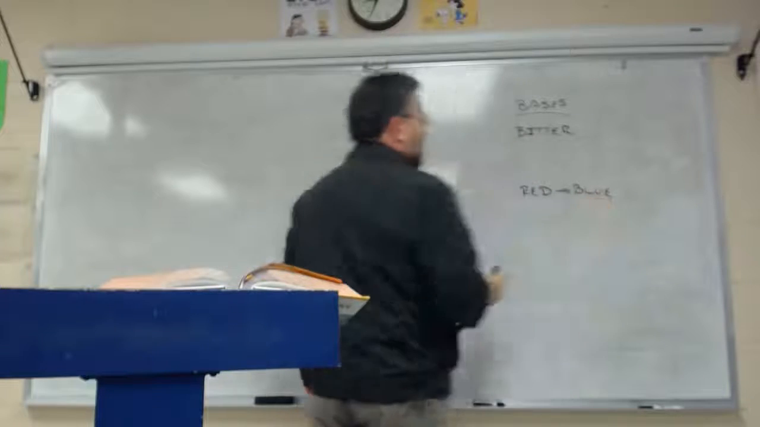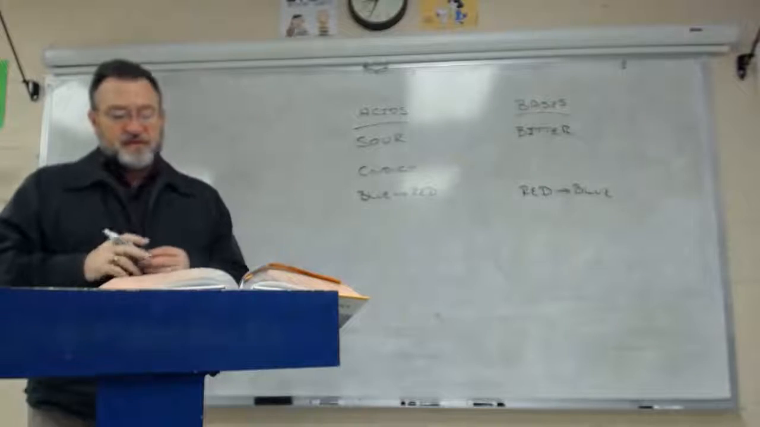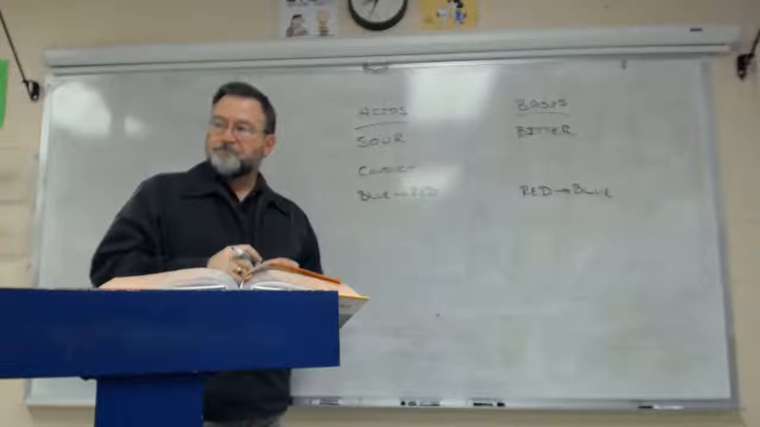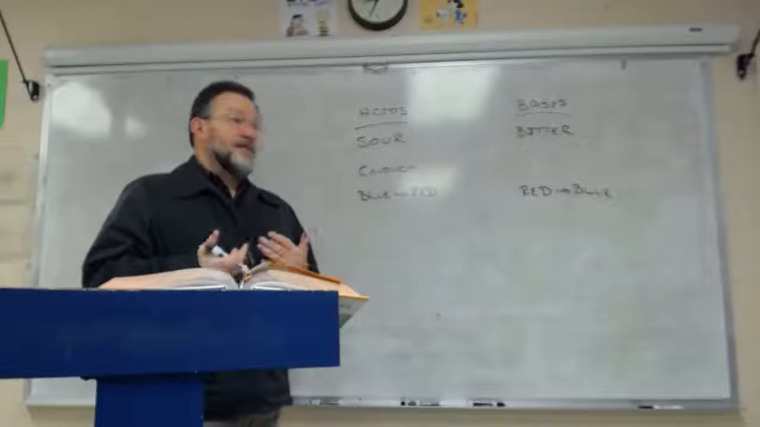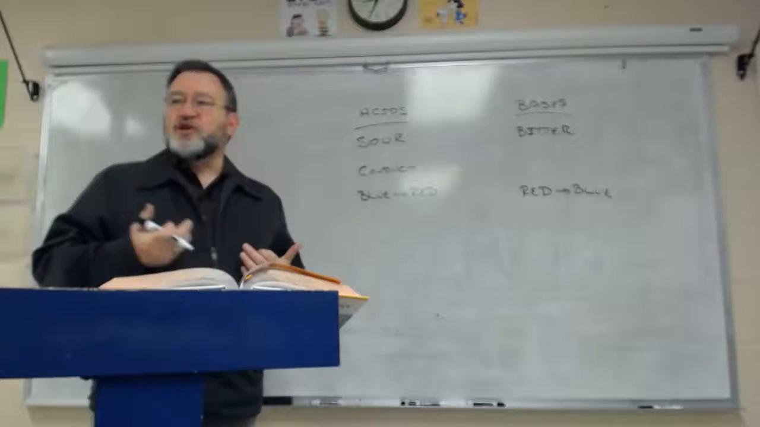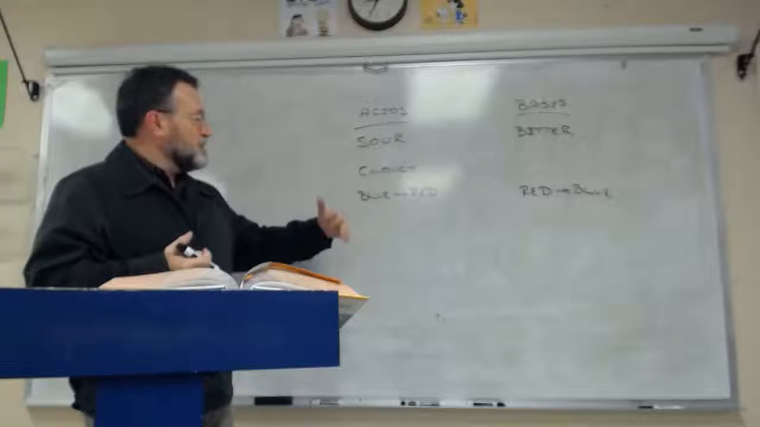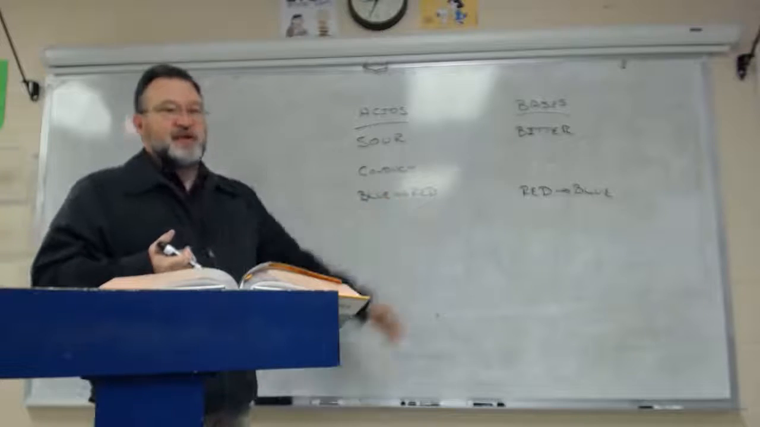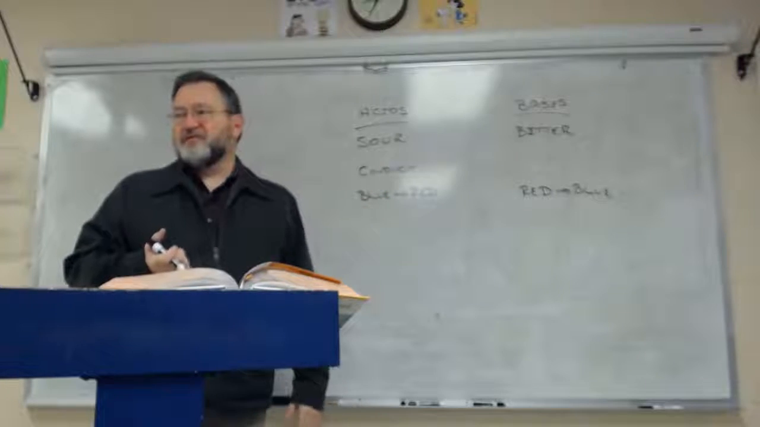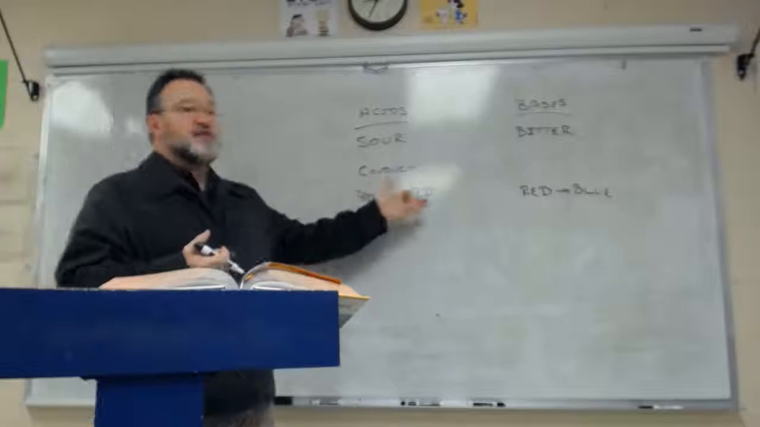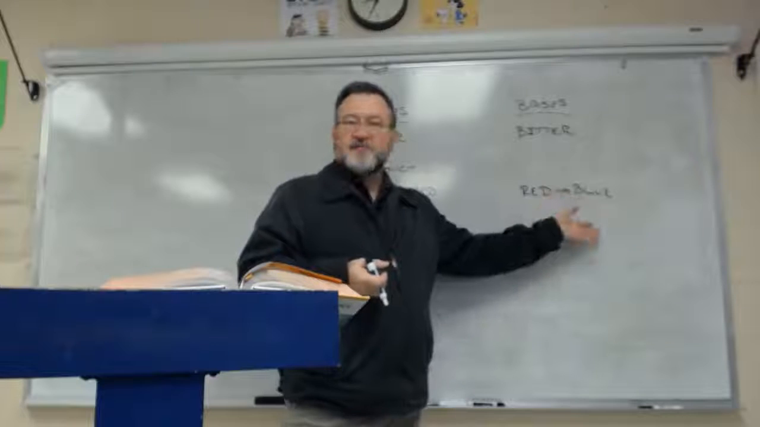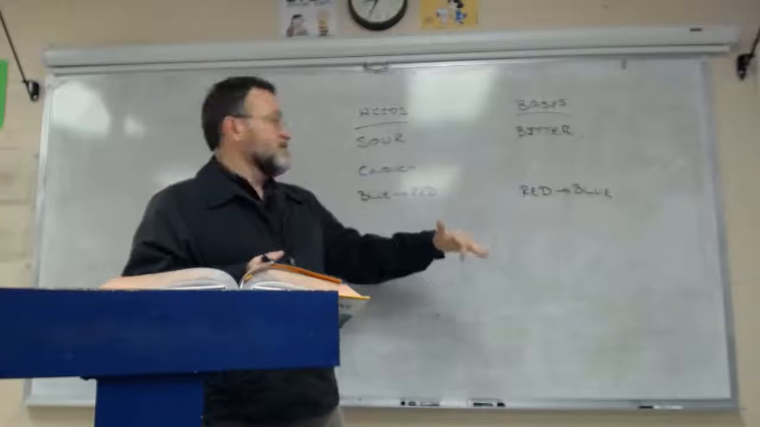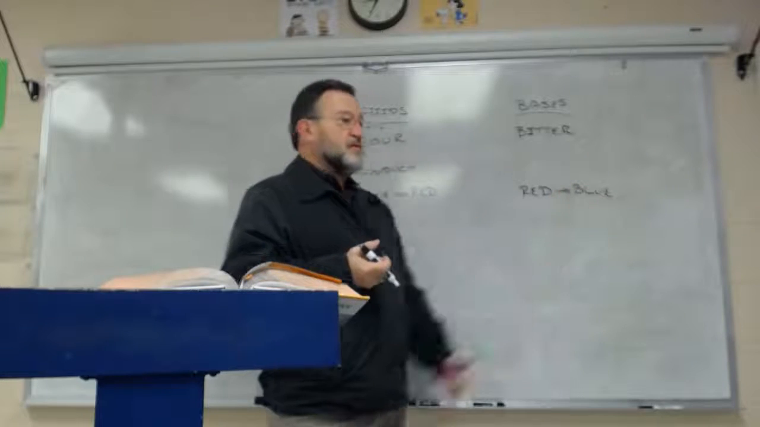Red litmus paper turns blue in the presence of the base. So litmus comes in two colors, blue or red, basically predisposed to change. If I bring red litmus paper in the presence of an acid, it's not going to change. It's going to stay red. But if I bring blue in the presence of an acid, it does turn red. If I bring blue in the presence of a base, nothing happens. But if I bring red in the presence of a base, it turns blue.